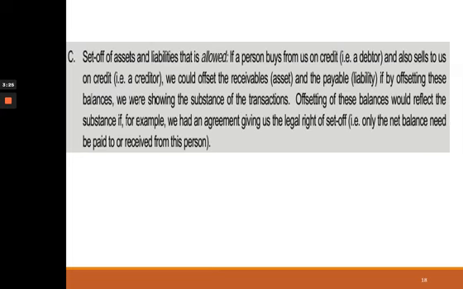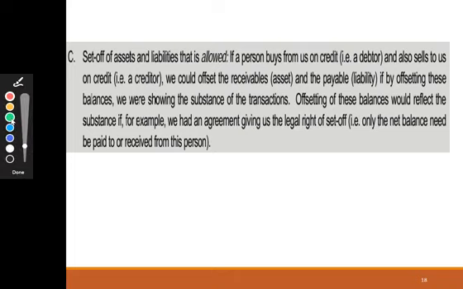Okay, let's look at an example that deals now with the set-off of assets and liabilities that is allowed. So here we have a person who buys from us on credit. So we refer to that person as a debtor or a trade receivable. And they also sell to us on credit. So therefore, they are also a creditor or a trade payable. So we could offset the receivables, our debtor, against our payable, our creditor, if by offsetting both the balances, we were showing the substance of the transaction.